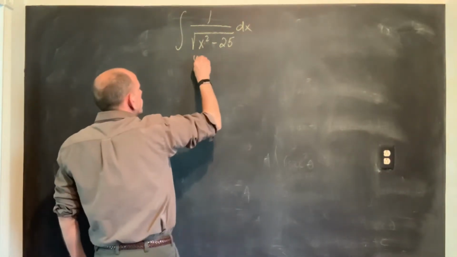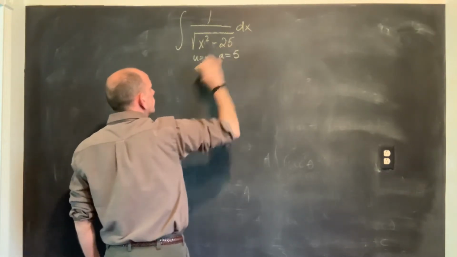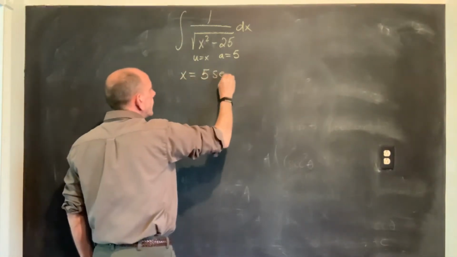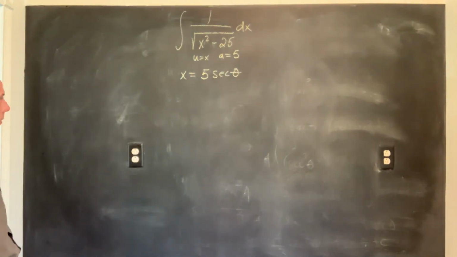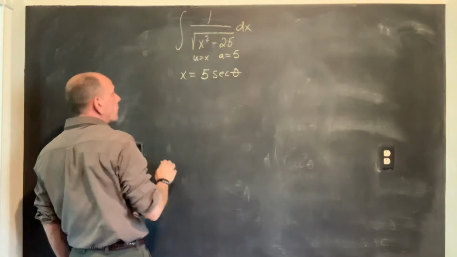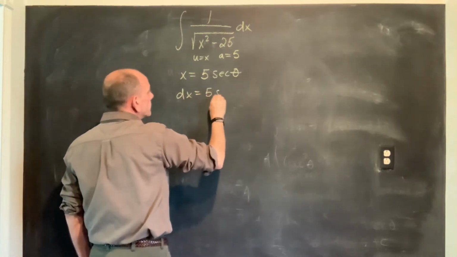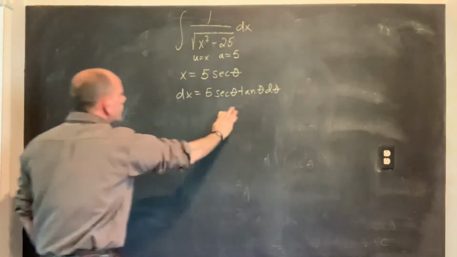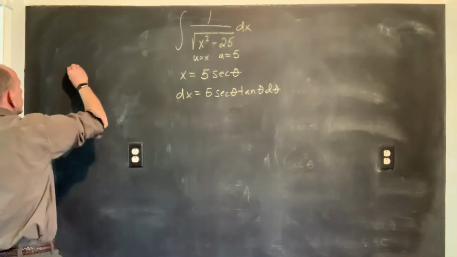All right, in this case, u is just x, because we just have x squared, and we've got a equal to 5. That's 5 squared there. So u is equal to a secant theta. All right, can get dx from that. I mean, we don't have any other x cubes or anything we need to worry about. So dx we can get right away. Let's see, 5 secant theta tan theta d theta. And now the only thing that's left is the root itself. So let's build our triangle.